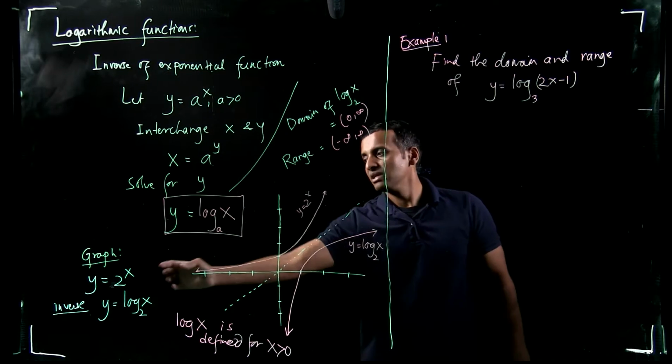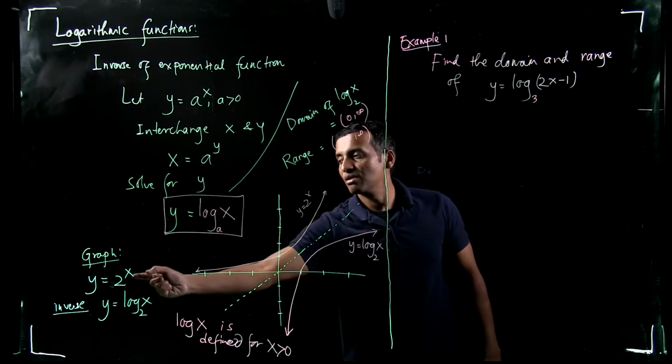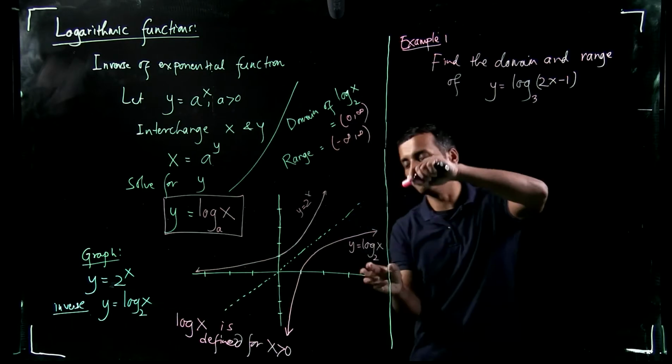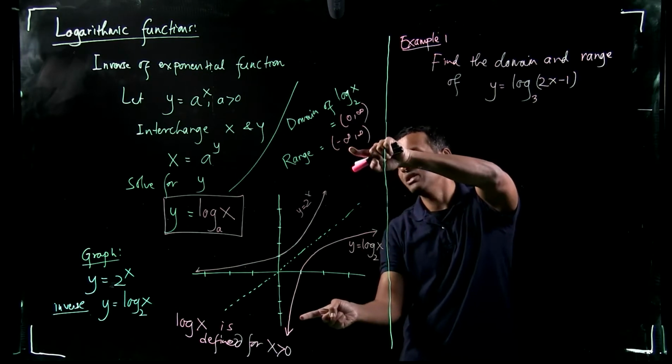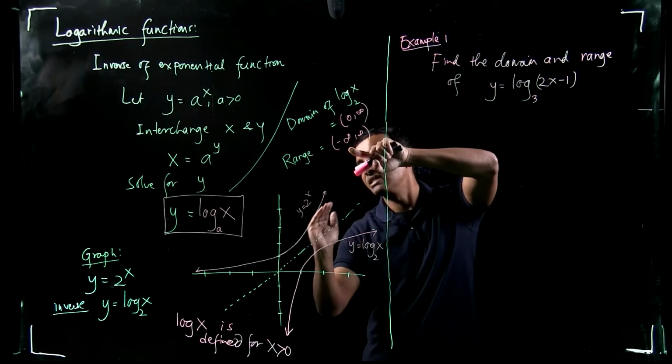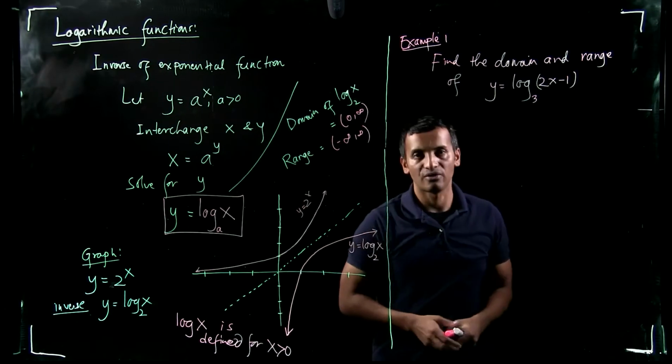So the domain of the main function is the same as the range of the inverse, and the range of the main function is the same as the domain of the inverse. What is the range of this? The range of this is negative infinity to infinity, but what is the range of 2 to the x? It is 0 to infinity, which is the same as the domain of the inverse function, that is the log function there.